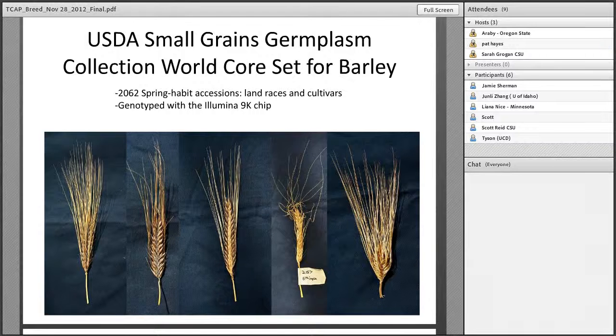So, in general, most stages of the beer making process have been very well researched. However, one area that we feel has been neglected is back up here with barley genetics.